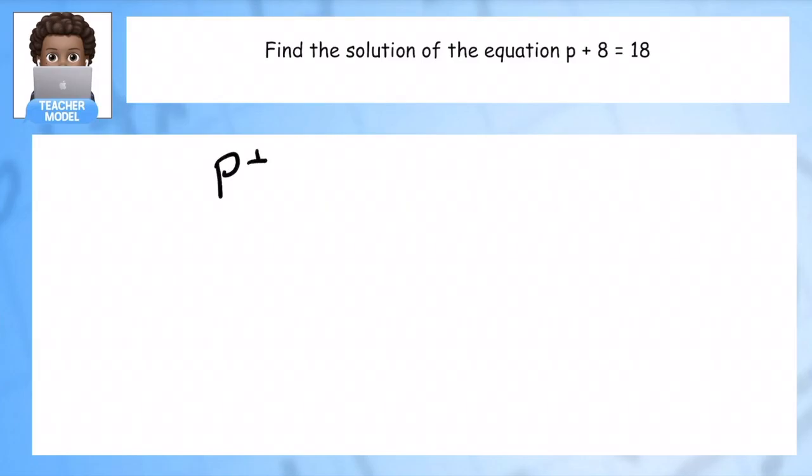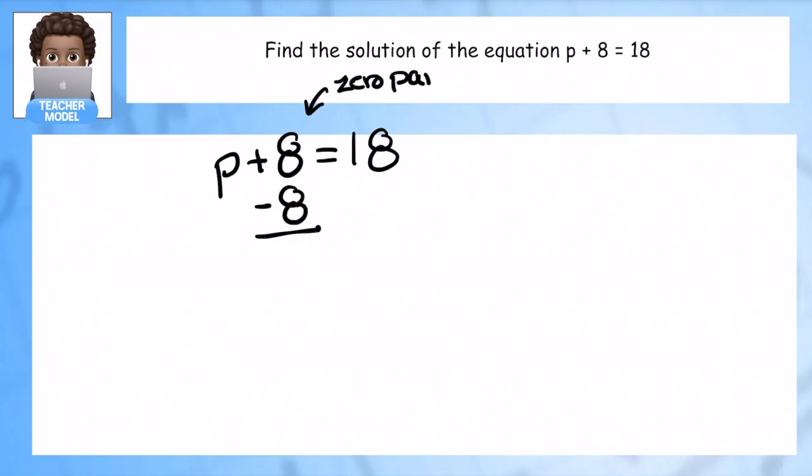Now that we have a better understanding of this, let's try it with another equation, also just adding. So here I have a number plus 8 equals 18. So again, I want to isolate, meaning I need to turn this into a 0 pair. That's my goal. I want a 0 pair. So I'm going to add its opposite, and that leaves me with just a variable P.